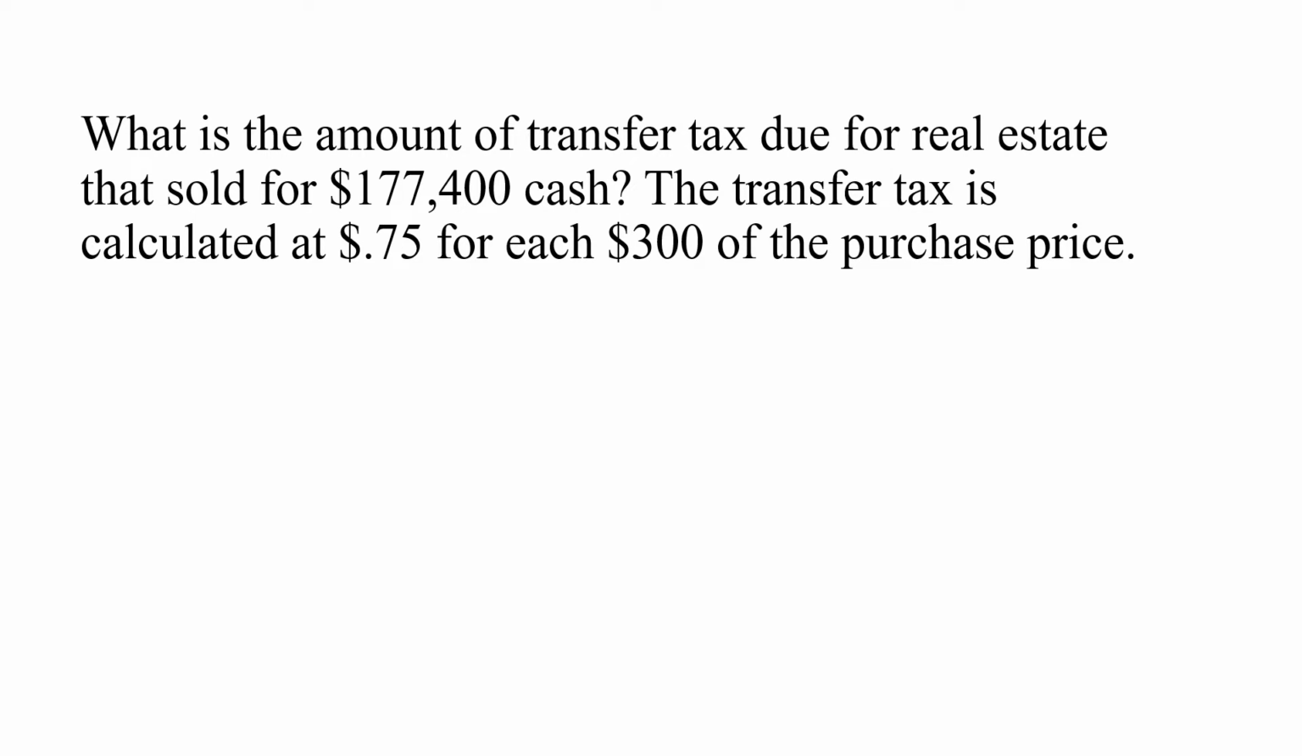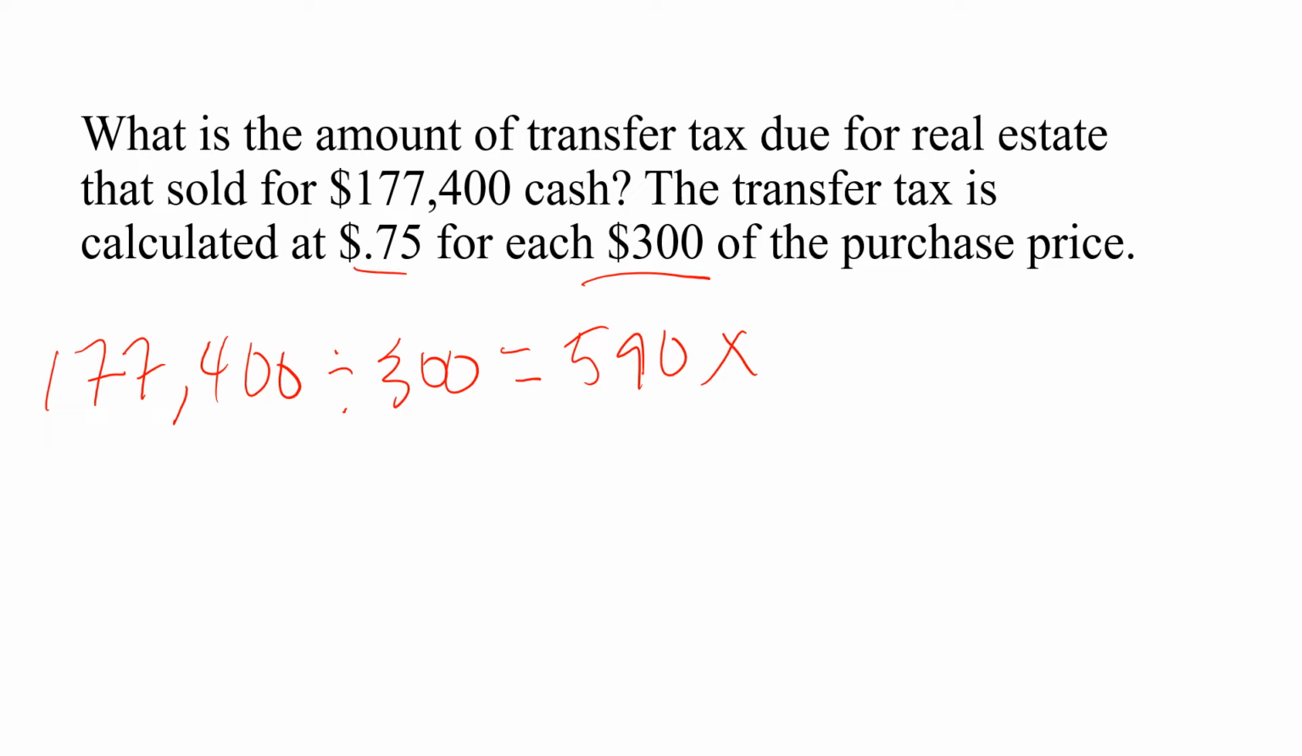What is the amount of transfer tax due for real estate that's sold for $177,400 cash? The transfer tax is calculated at 75 cents for each $300 of purchase price. Okay, just like before, $177,400 divided by 300 equals 590 times our tax gives us a total of $443.